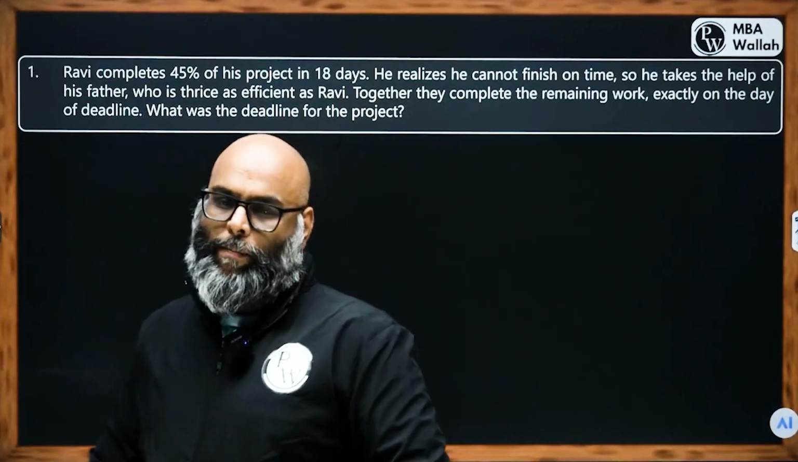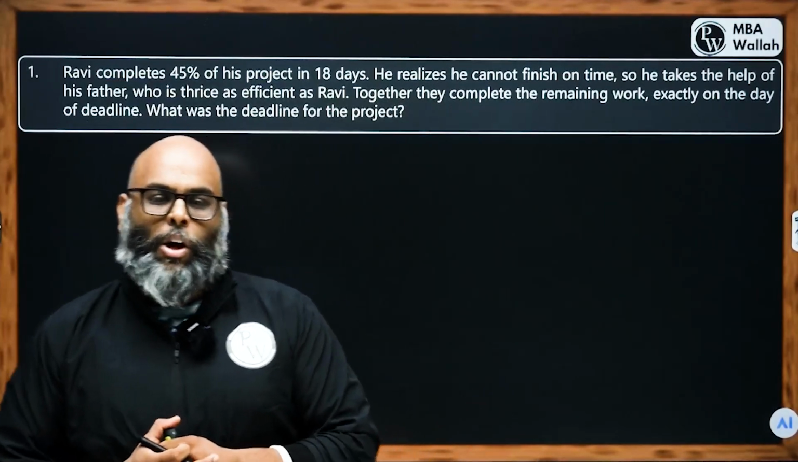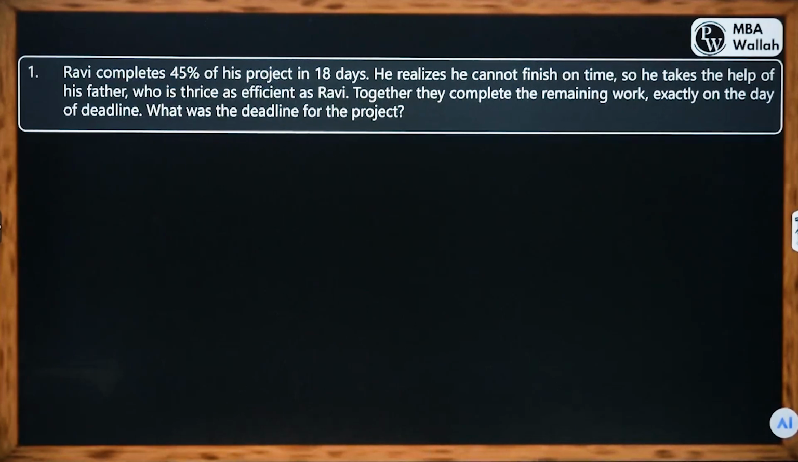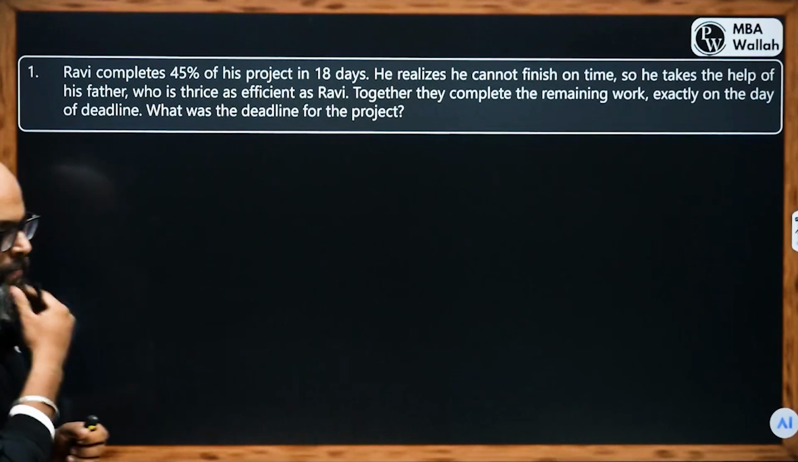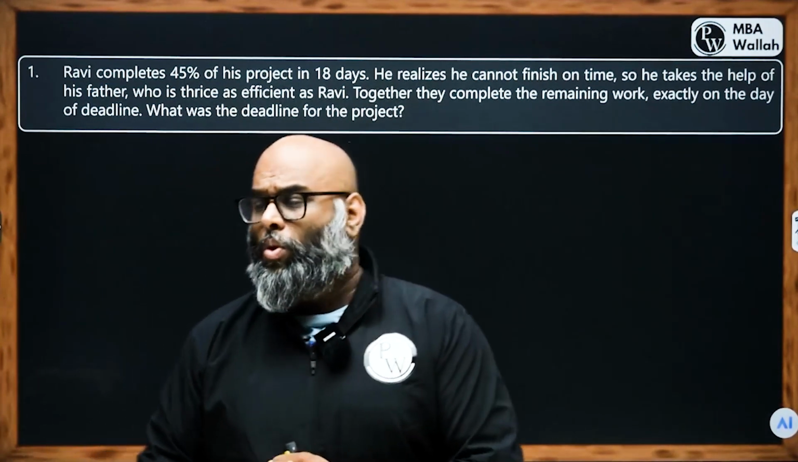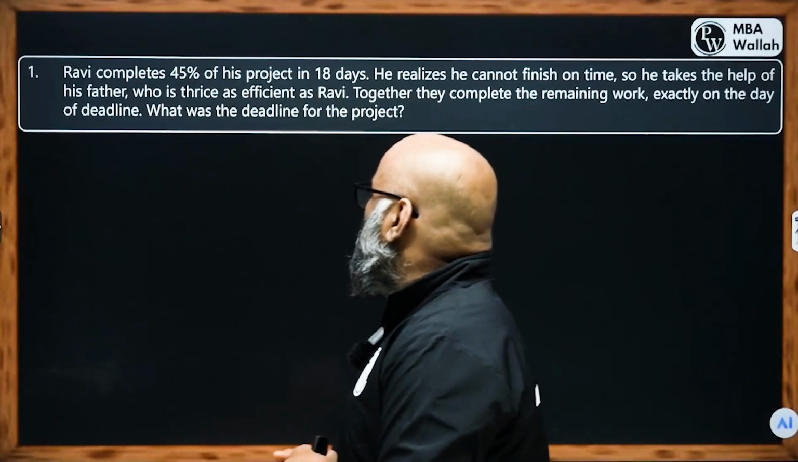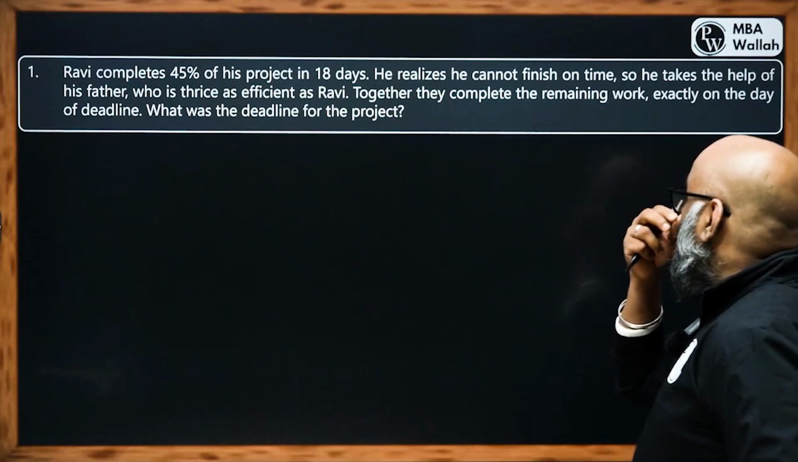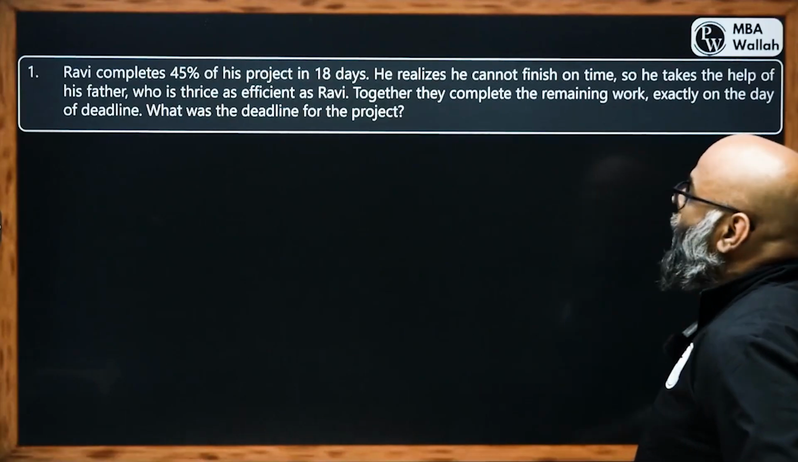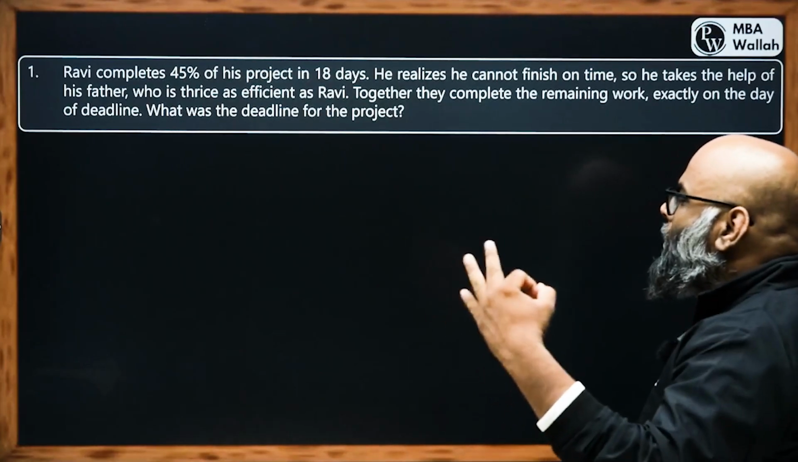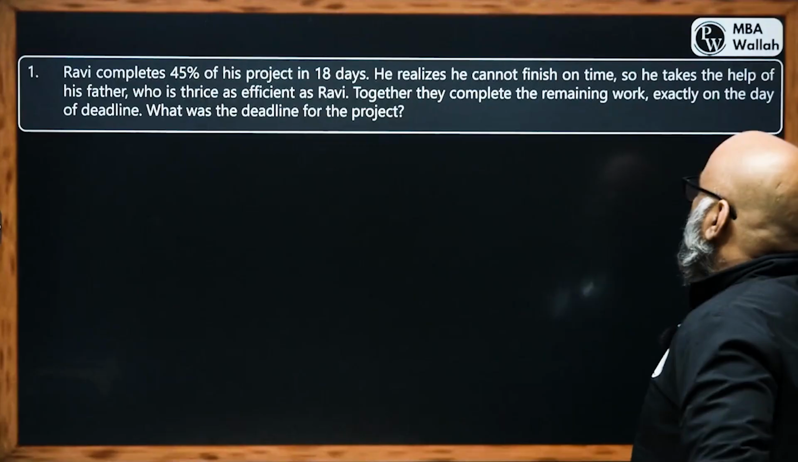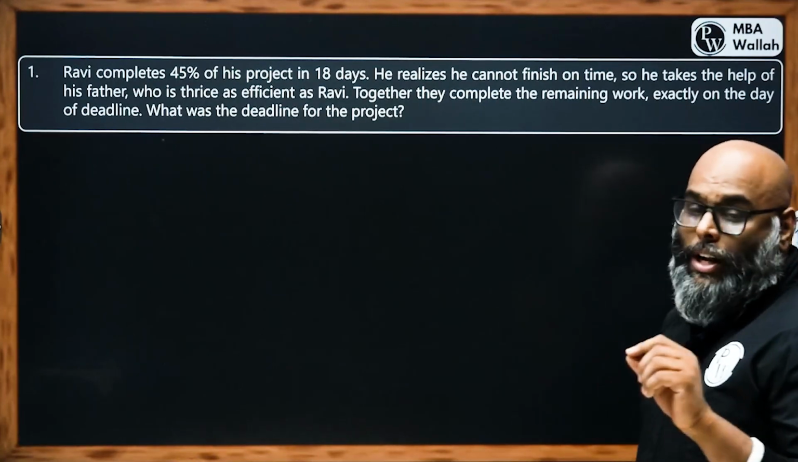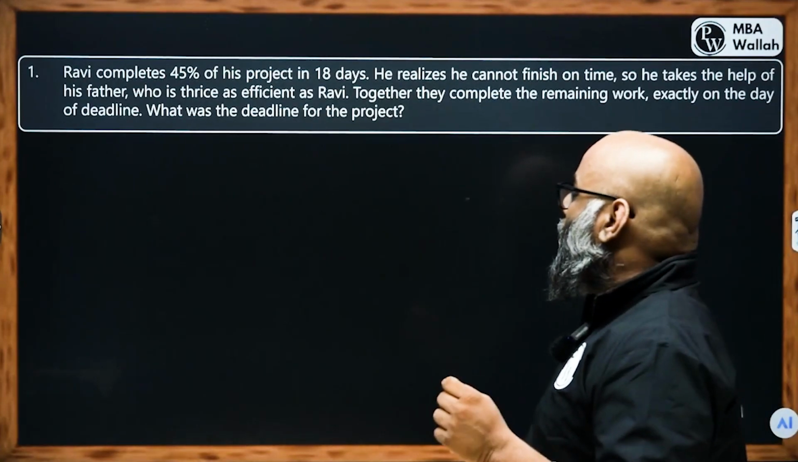We'll start with the first one. As usual, I'll give you a few seconds to take a snap of the question and let's solve. So we'll look at the question here. Ravi completes 45% of his project in 18 days. He realizes he cannot finish it on time. So he takes the help of his father, who is thrice as efficient as Ravi. Together they complete the remaining work exactly on the day of the deadline. What is the deadline for the project?